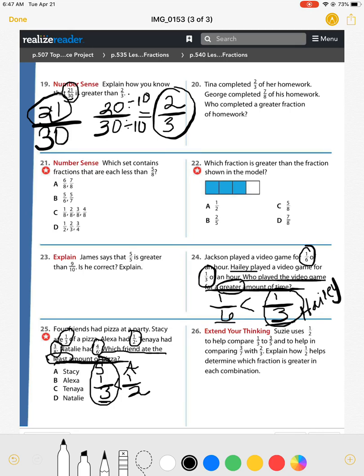Let's compare 1/3 to T's fraction of 3/8. Let's cross multiply to compare. 3 times 3 is 9. 8 times 1 is 8. And we know 9 is greater than 8, so 1/3 is still less than 3/8.